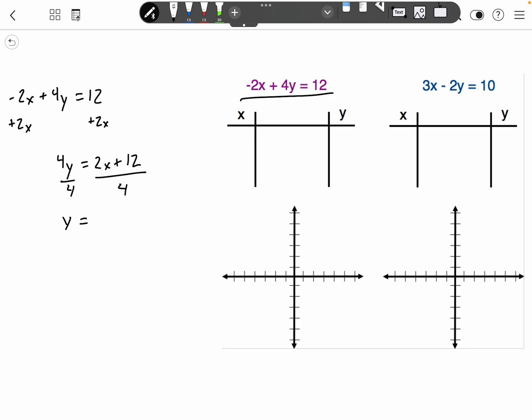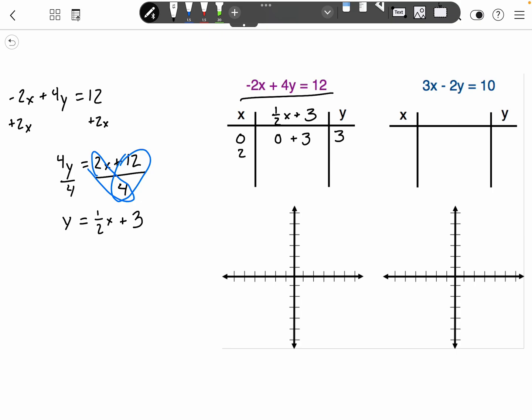Y equals 2 divided by 4 simplifies to 1/2 x. And then I have 12 divided by 4, which simplifies to 3. So we'll write that down right here so I have it. So I have 1/2 x plus 3. So I want to, again, pick things to get rid of that fraction. So I'm going to start with 0. 1/2 times 0 is 0. Plus 3, 3.